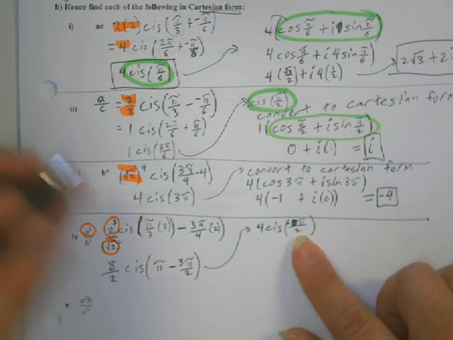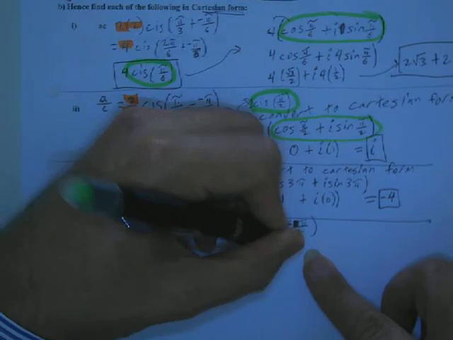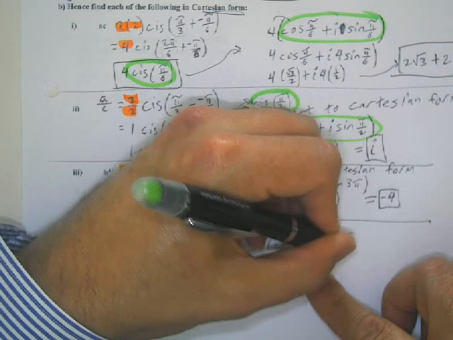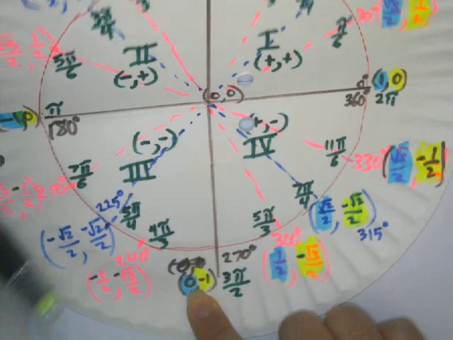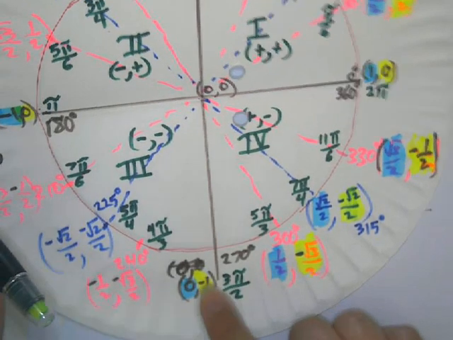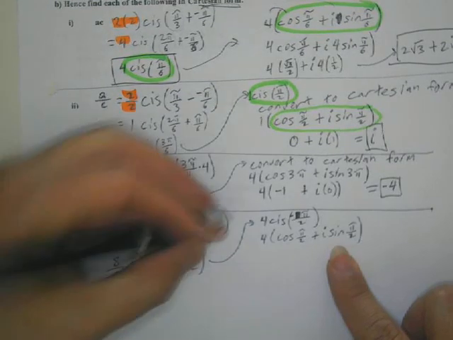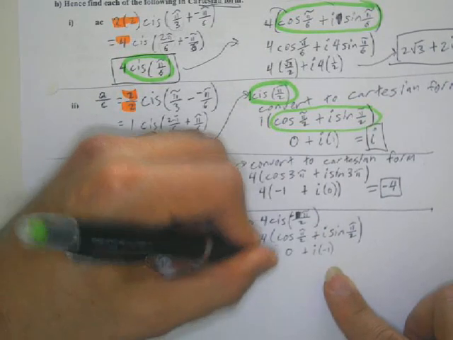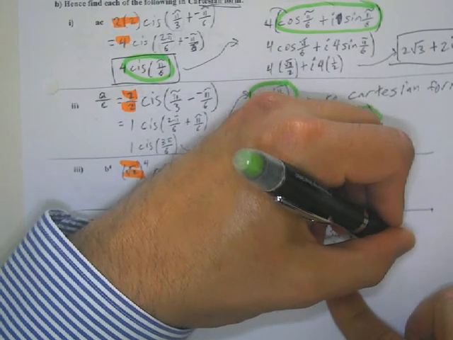Okay, so now I'm going to write this as 4 times cosine of negative pi over 2 plus i sine of negative pi over 2. And then we get 0. Cosine of negative pi over 2 is 0. Sine of negative pi over 2 is negative 1. So this is 0 plus i times negative 1. And then we simplify that, and we're going to get negative 4i.